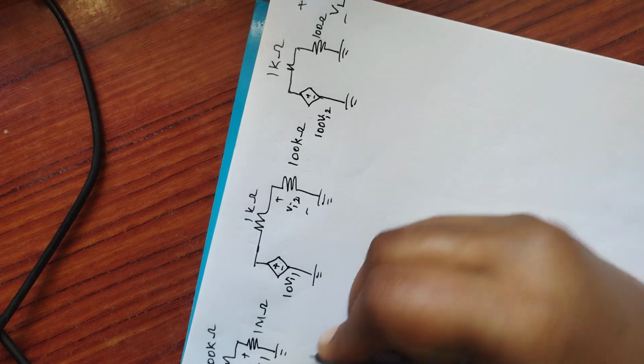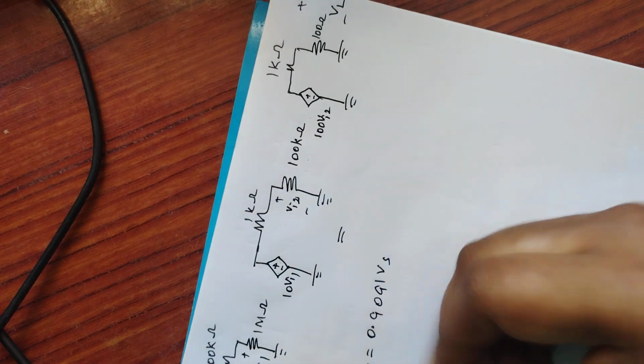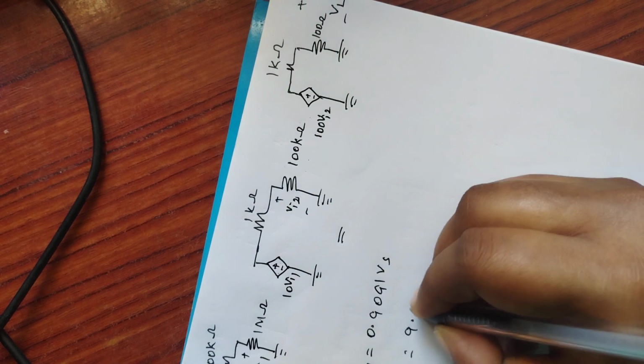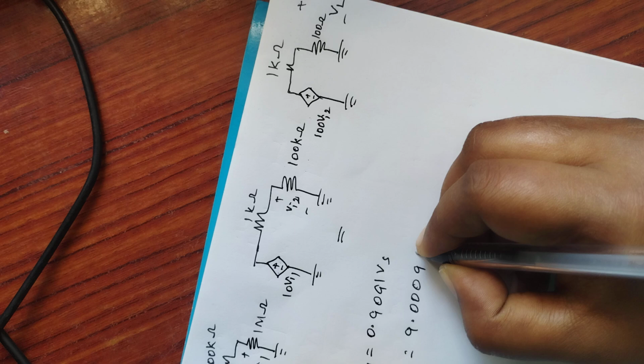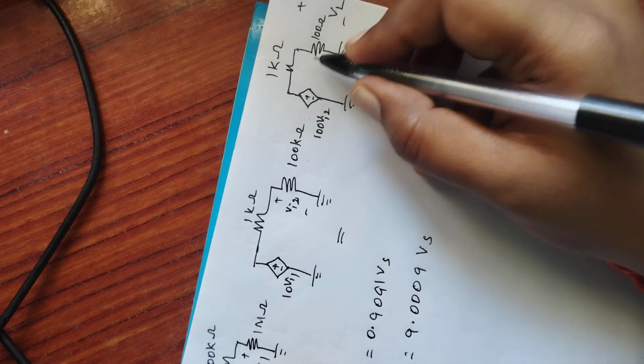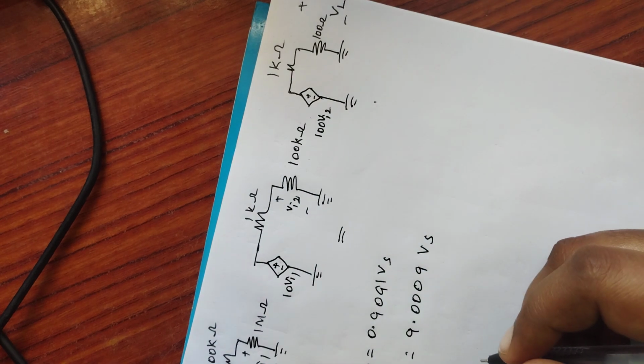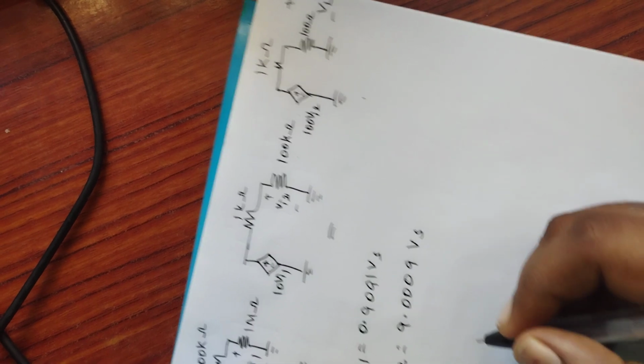0.9091 Vs. There will be no change. Here also Vi2 there will be no changes at all. So Vi2 we found as 9.0009 Vs. After that this circuit will be changing. So after this, for this circuit only I am applying again the voltage divider rule, okay.